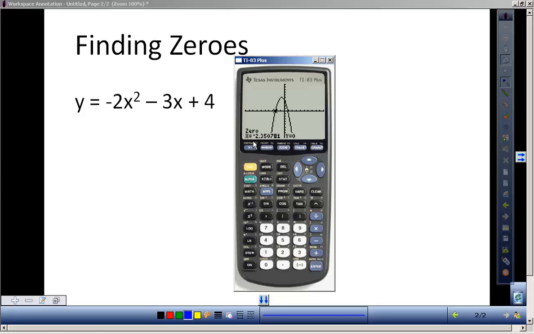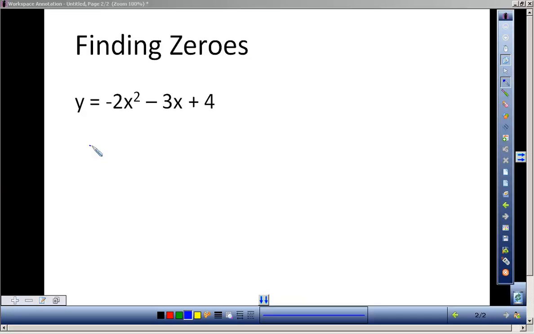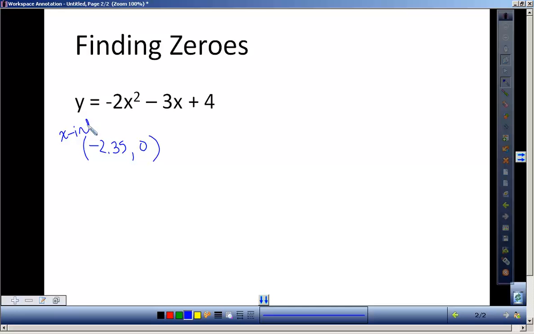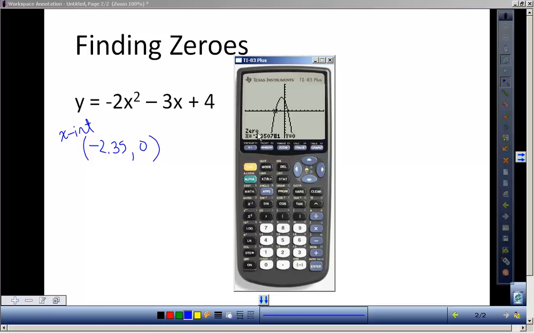And so I look and I've got -2.35, because as always, we want to round to 2 decimal places. So -2.35 is one of my x-intercepts. That's one of my zeros. Now I need to go back and find the other one. Please be aware, again, it can only find one at a time. You have to go through the process twice to find the second one.